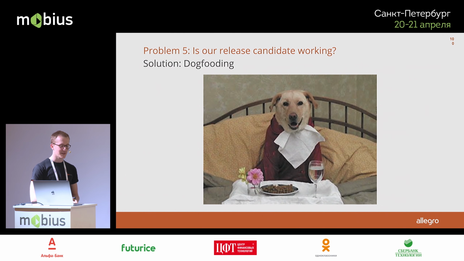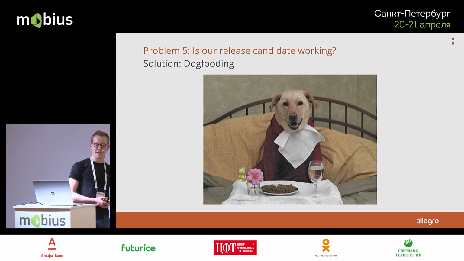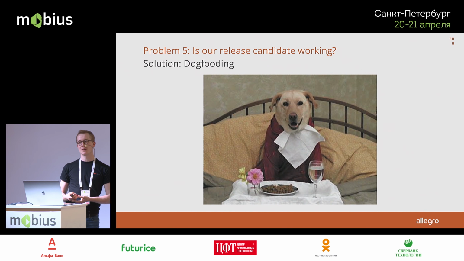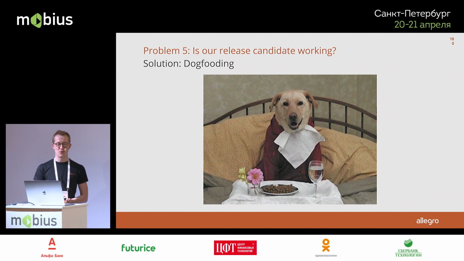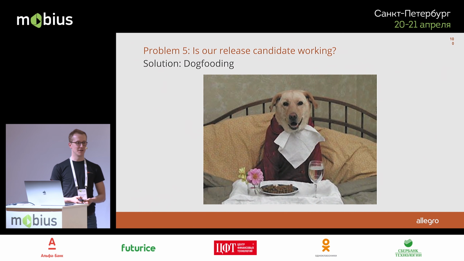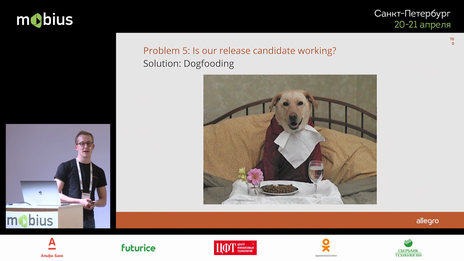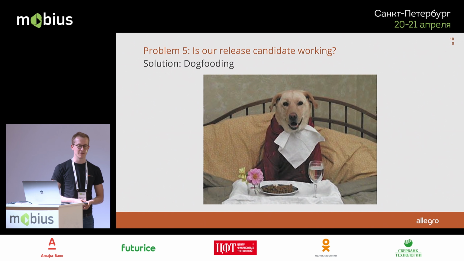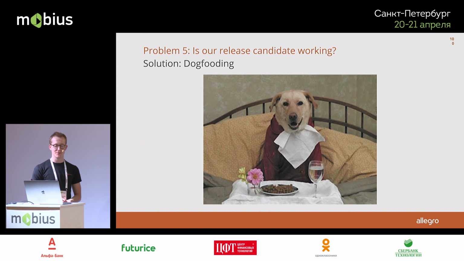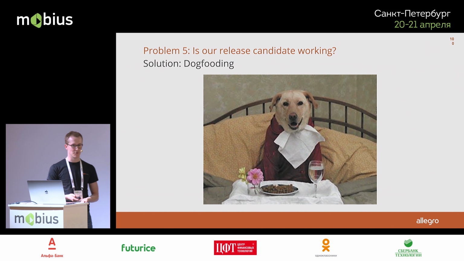Allegro is the most popular e-commerce service in Poland, and actually Allegro's employees are using Allegro to do their own personal shopping. And we quickly discovered that giving a release candidate to real production users is the best way to test it. This technique is called dogfooding, which means organizations' employees are using and testing their own product.